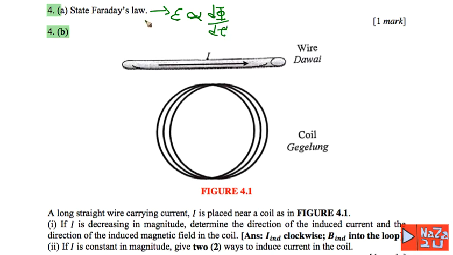And number 2, a long straight wire. So this is the straight wire and the current flows to the right, and it is placed near the coil. So this is the coil. If the current I is decreased in magnitude, what is the direction of the induced current and the direction of the induced magnetic field?